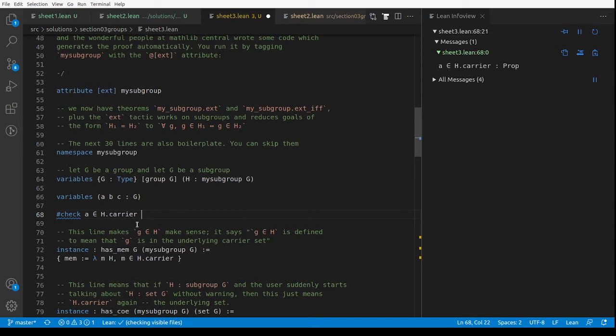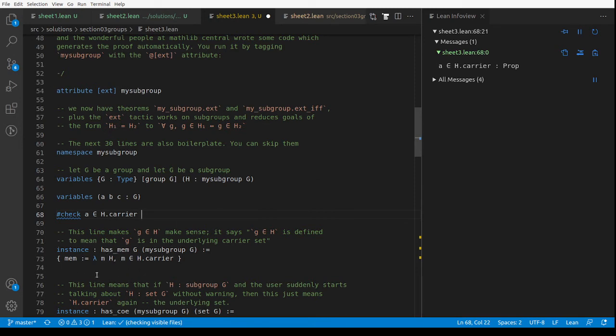So this would make sense. There, H dot carrier is the underlying subset of H, and so we could write it like that. And this is just the kind of thing that we don't want to be writing. We want to write mathematics the way it's written in the textbooks. We don't want to distinguish between the subgroup H and its underlying subset, and that's what we're being forced to do here. And so we're going to make an instance of has mem G my subgroup G, which just means that once we've made this instance, it will make sense to have a term of type G, i.e. A, and a term of type my subgroup G, i.e. H. It will make sense to ask if A is an element of H.